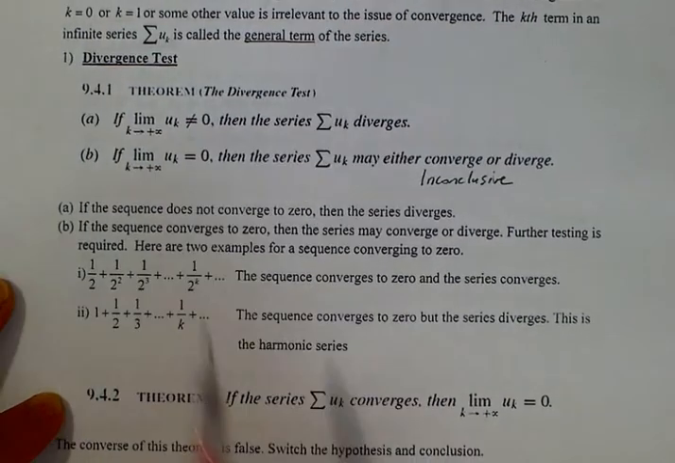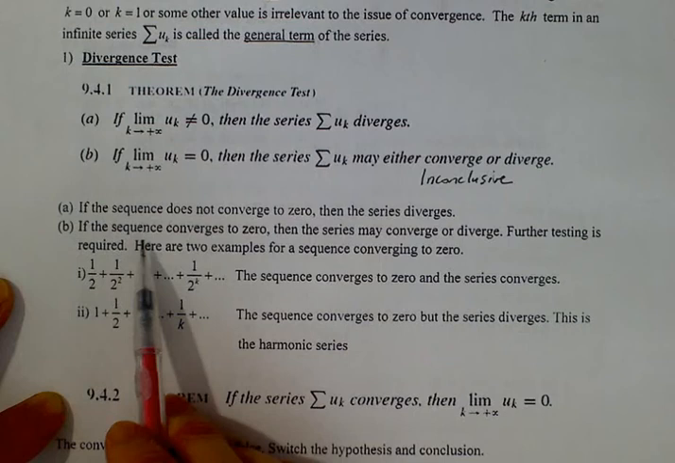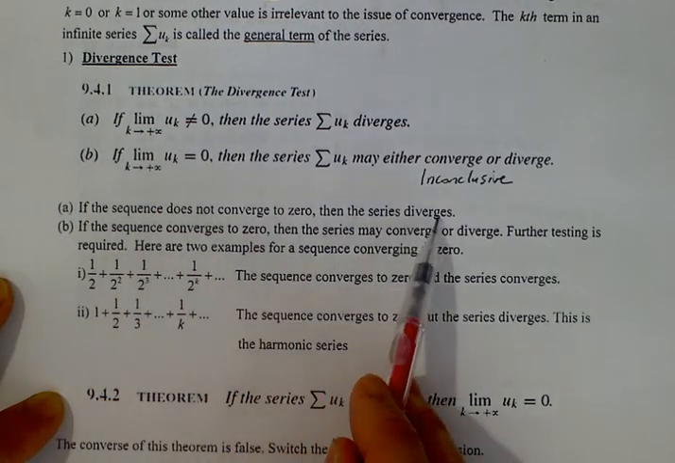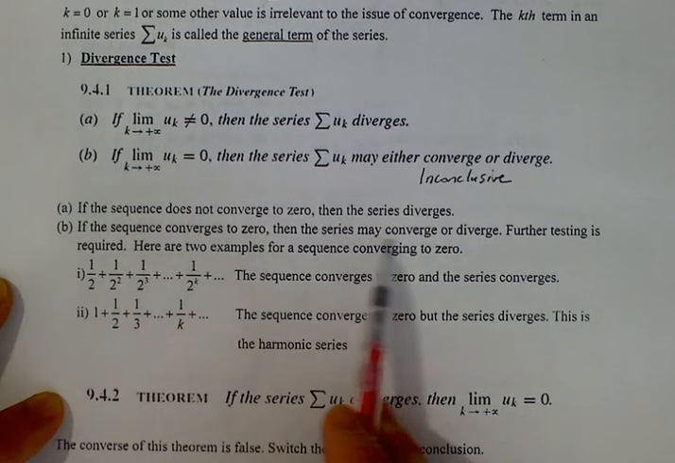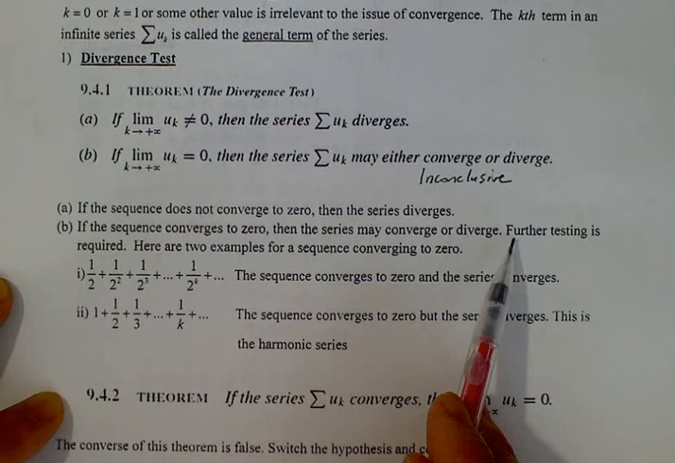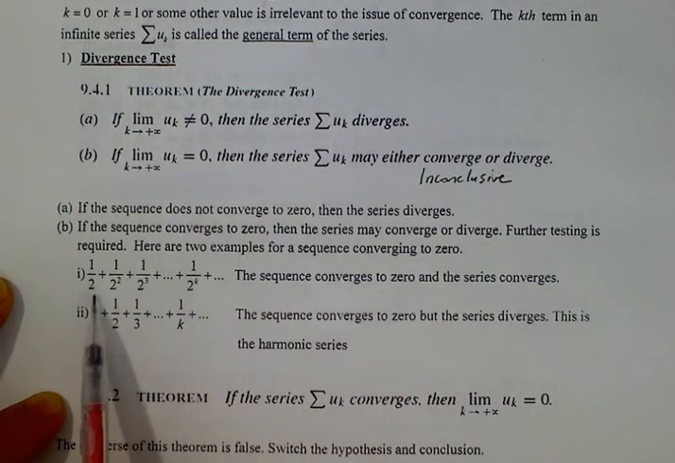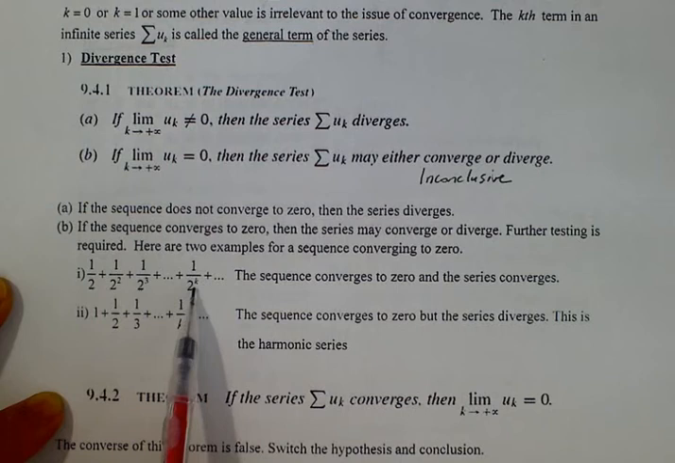So if the sequence does not converge to 0, then the series diverges. If the sequence converges to 0, then the series may converge or it may diverge. Further testing is required, and here are 2 examples. The first example is 1/2 plus 1 over 2 squared plus 1 over 2 cubed and so on. This is a geometric series with the common ratio being a half.